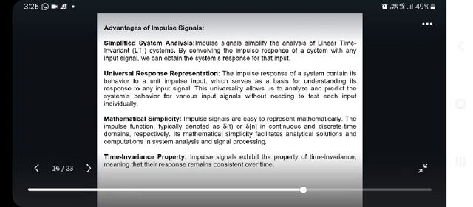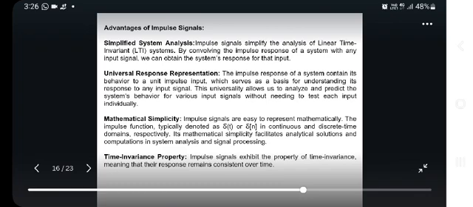Next, some advantages of impulse signals are simplified system analysis, universal response representation, mathematical simplicity, and time invariance property. In simplified system analysis, impulse signals simplify the analysis of linear time invariant systems. By convolving the impulse response of a system with any input signal, we can obtain the system response for that input. Universal response representation: the impulse response of a system contains its behavior to a unit impulse input, which serves as a basis for understanding its response to any input signal.